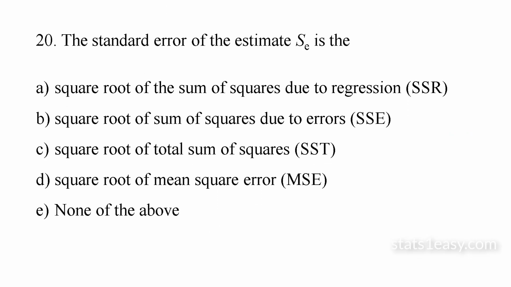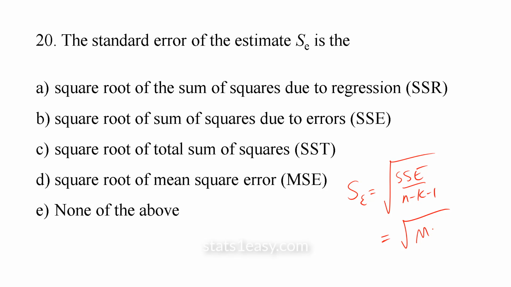The standard error of estimate SE is D. So we know the formula for standard error of estimate is the square root of SSE over n minus k minus 1. And then we know that SSE over n minus k minus 1 is just MSE. So the answer here is D. Standard error is the square root of MSE.